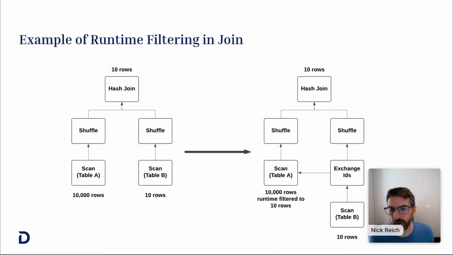With runtime filtering, what CelerData can do is say, okay, this table is small, this table B, so I'm going to read that one first. I'm going to take all the join keys from scanning that table and distribute them to the nodes that are going to be scanning table A, and use that set of keys as a filter on that table scan. So now, instead of that 10,000 rows needing to be a part of that shuffle join, only the 10 rows that match that filter are going to be involved in that shuffle join. And so that's going to greatly improve your performance and the amount of network traffic that you're conducting.